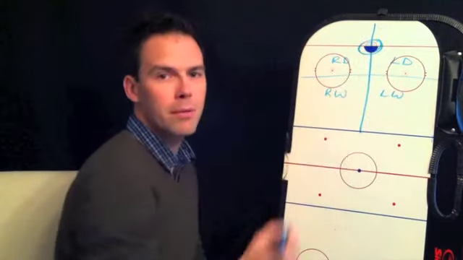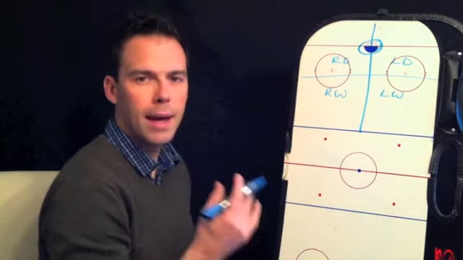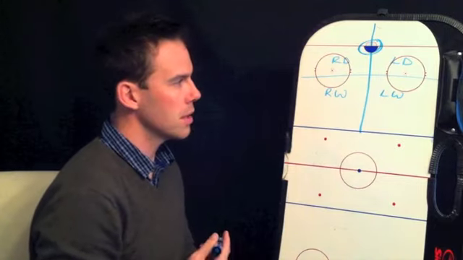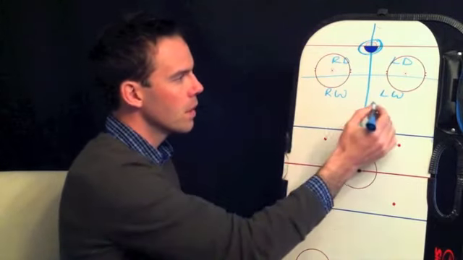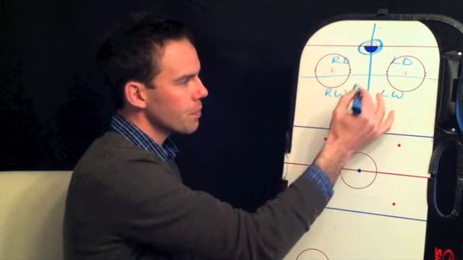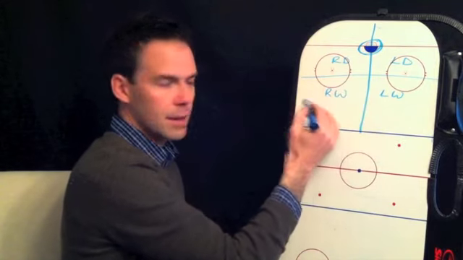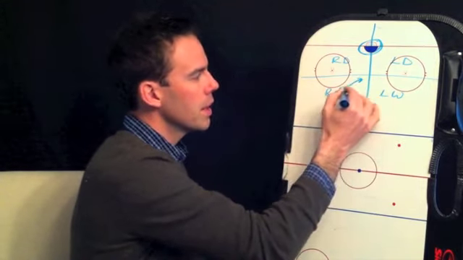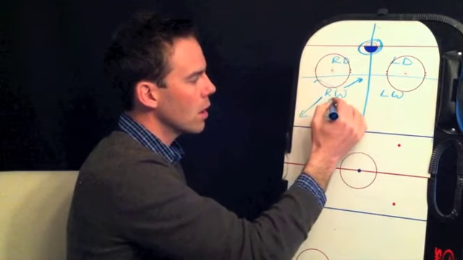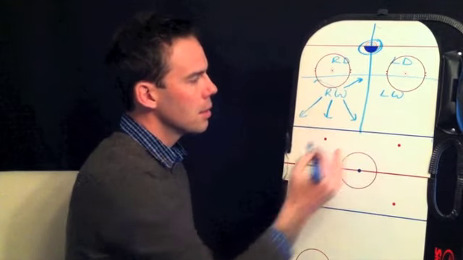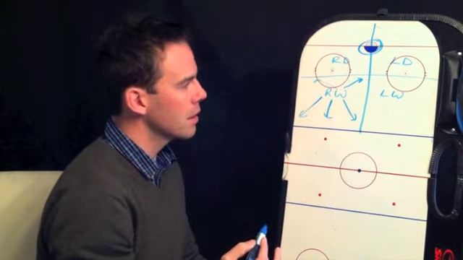Let's assume they're trying to prevent goals from going in the net, and I've left out the center, which I'll get to in a moment. Each of these positions end up at different times going to different areas of their quadrant, depending on the player that they're covering.